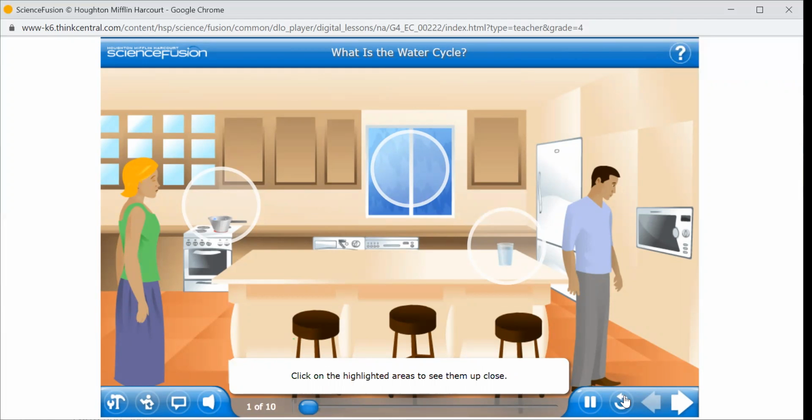Click on the highlighted areas to see them up close. When done, click the Next button to discover even more about the water cycle and to learn why it is so important to life on Earth.